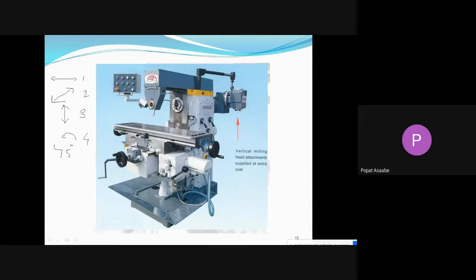The universal milling machine is used to generate spur gear, helical gear, spiral gear, bevel gear, and to produce drill bits and reamers. Whenever we need to produce helical operations or angular operations, at that time we can use the universal milling machine.